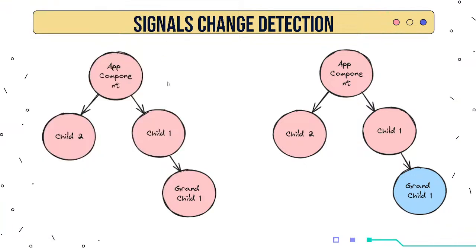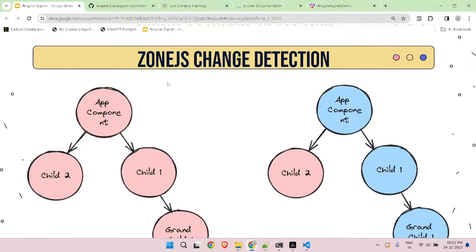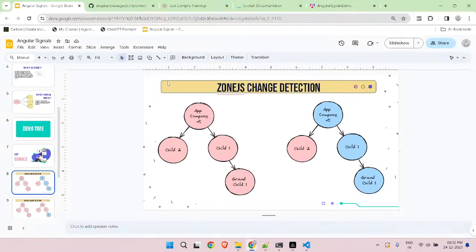Perfect then. So now we have seen that we have created signals. We have seen how signals play an important role in Angular, how these signals are related to change detection cycles, what local change detection cycles are, and how we are going to work with that.